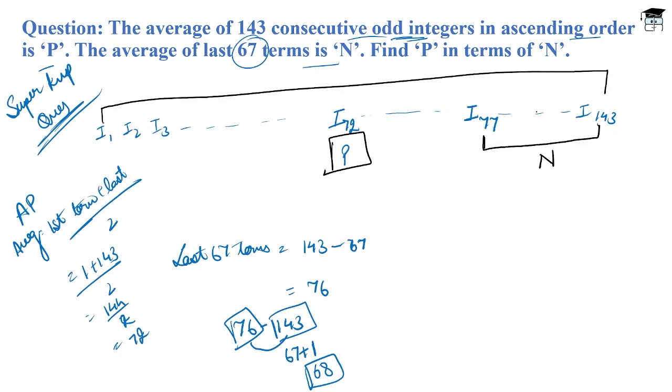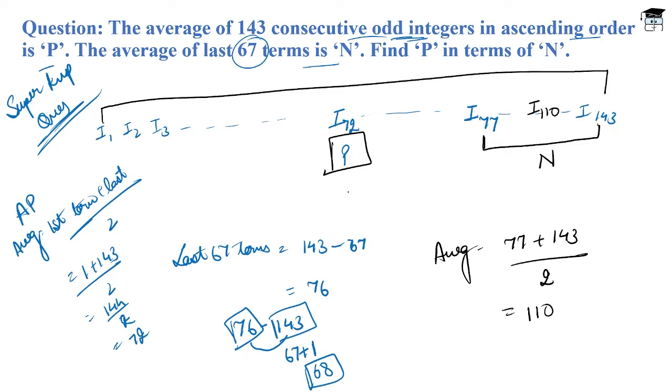Now, which term is N here? The average is N, but which term? This is a separate AP now, a separate set of numbers here. So the average is equal to the first term, 77, plus the last term, 143, divided by 2, is equal to 110. So I110 is equal to N. That is our average. The middle term is the average in AP. So the middle term, that is I110, is N and I72 is P.